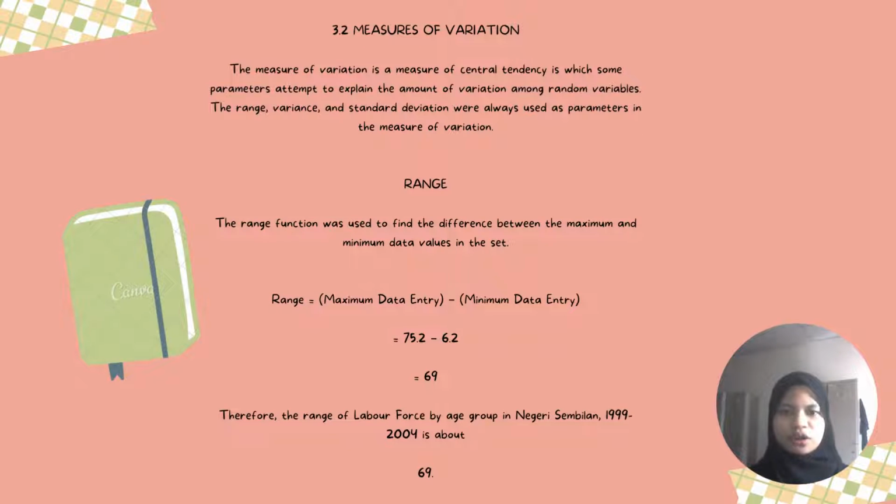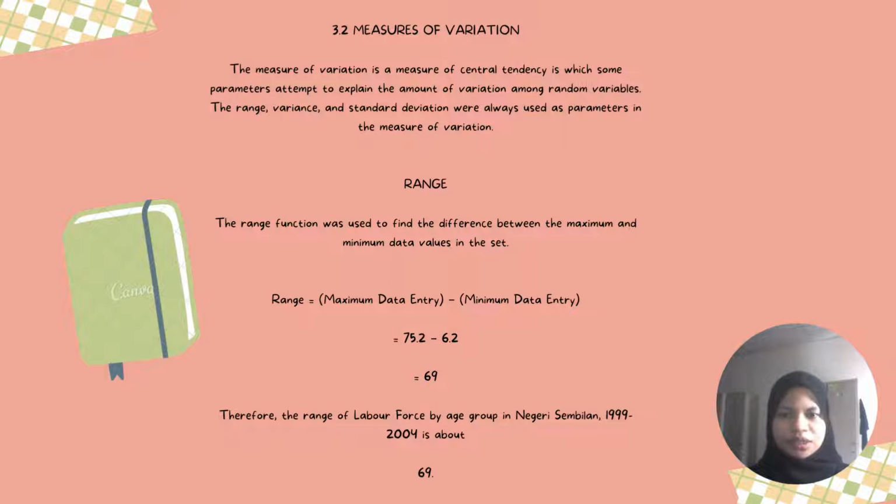Next is measure of variation. The measure of variation is a measure of central tendency in which some parameters attempt to explain the amount of variation among random variables. The range, variance, and standard deviation are always used as parameters in the measure of variation.